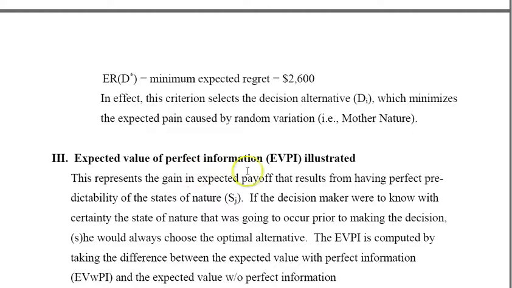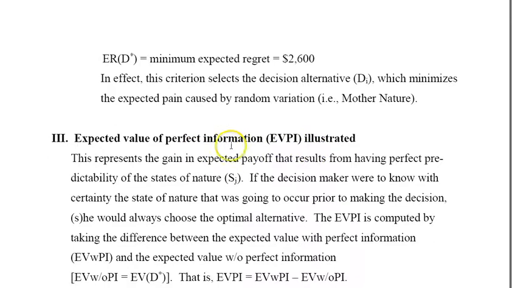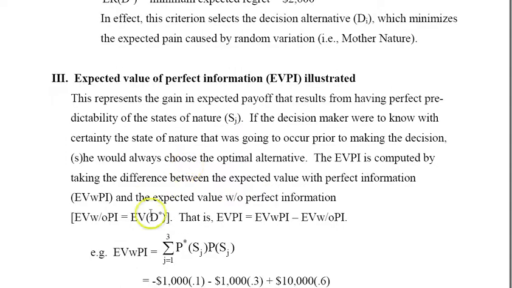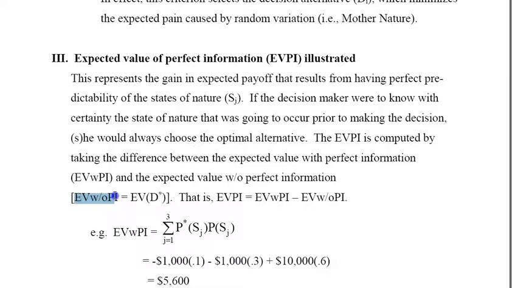Now we're going to look at the expected value of perfect information. Suppose we have the ability to predict nature perfectly. So we know if it's going to be rainy, cloudy, or sunny. If we had this crystal ball where on the day we want to make the decision, we can tell exactly what the state of nature is going to be, then we make the right decision every time. That would be the best we can do with perfect information. So we can look at the expected value with perfect information, which I'm going to call the expected value of D star.